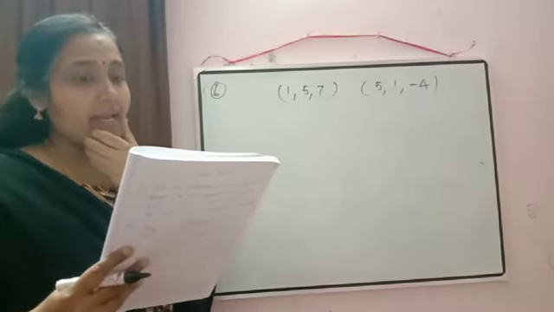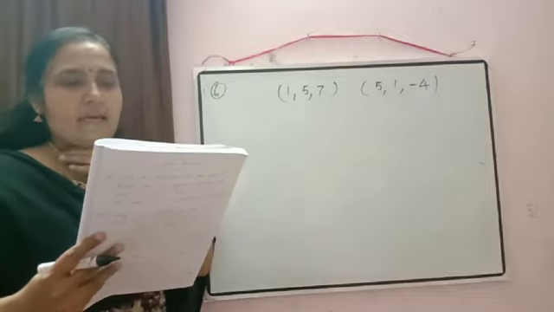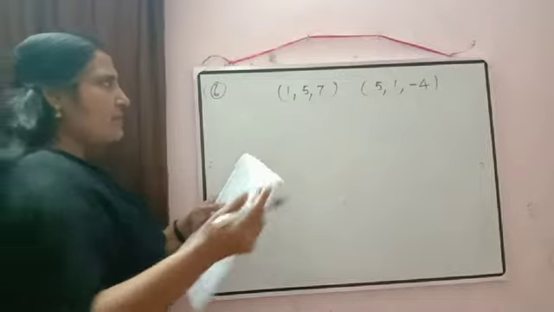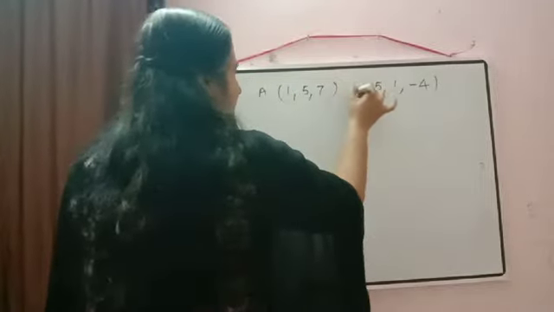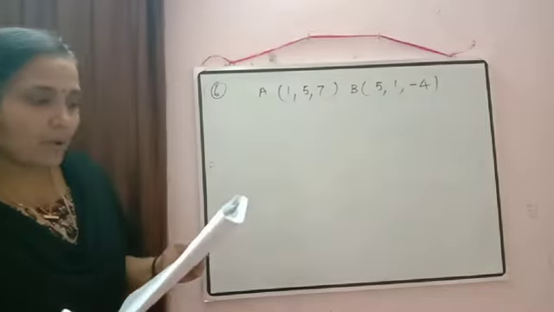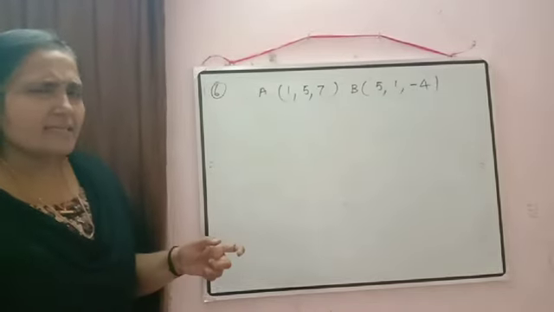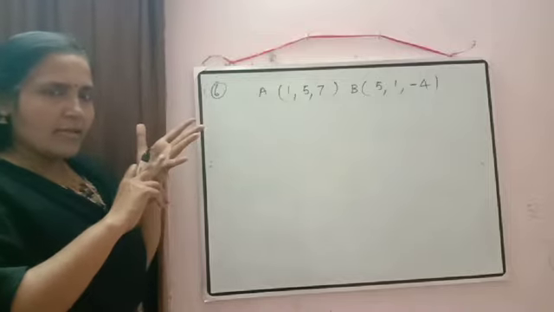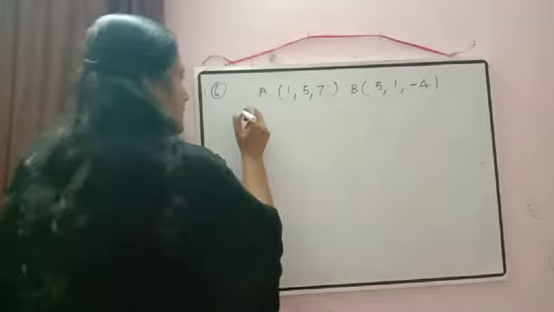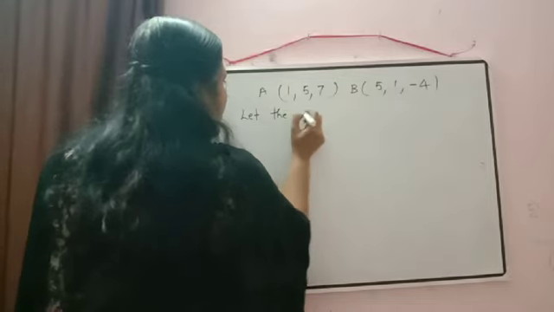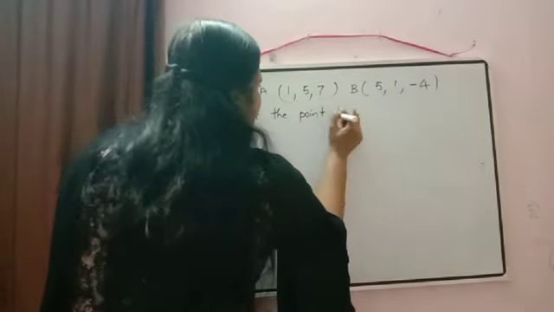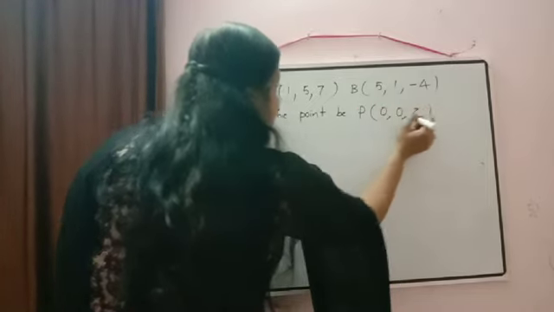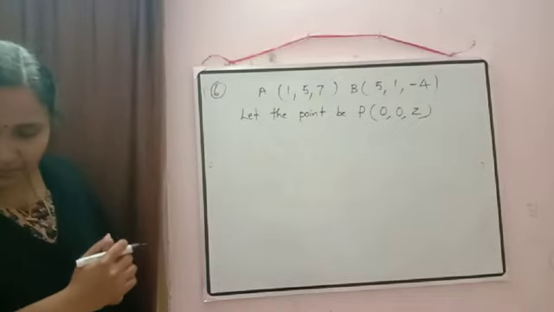Next question is, find a point on z-axis which is equidistant from the points there. So here naming is not given, so we can give the name as A and B. We have to find a point which is on z-axis there. Then what will be the format of that point? Yes, x coordinate and y coordinate will be 0. So just write down there, let the point be P. X coordinate 0, y coordinate 0, z coordinate will be z, because the point is on z axis.